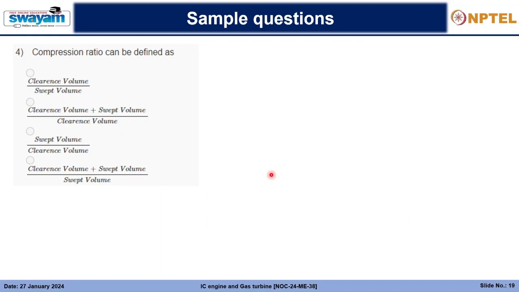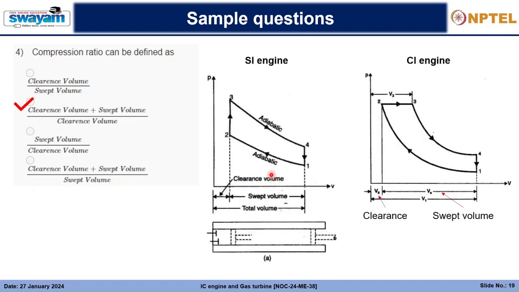So we haven't discussed compression ratio exactly in our session today, so I would like to just give you this view. The compression ratio is basically the clearance volume plus swept volume, that is the entire volume, divided by the clearance volume. So if we talk about clearance volume and swept volume, what are these?